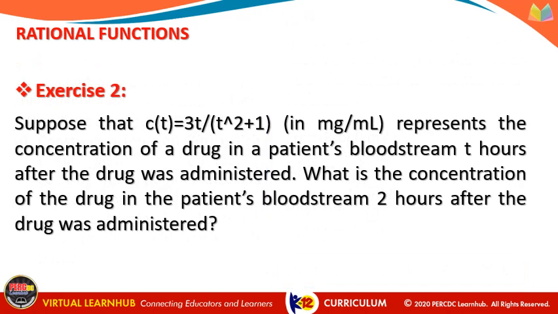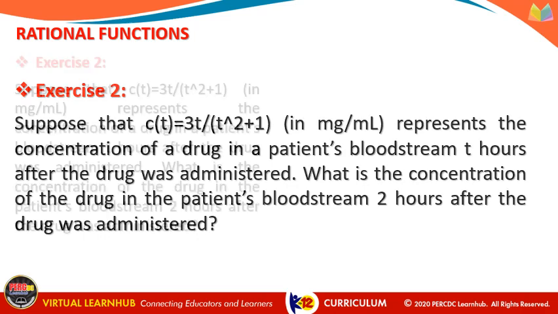All right, let's now go to our second example. Suppose that C of t equals 3t over t squared plus 1, in milligram per milliliter, represents the concentration of a drug in a patient's bloodstream t hours after the drug was administered. What is the concentration of the drug in the patient's bloodstream 2 hours after the drug was administered?